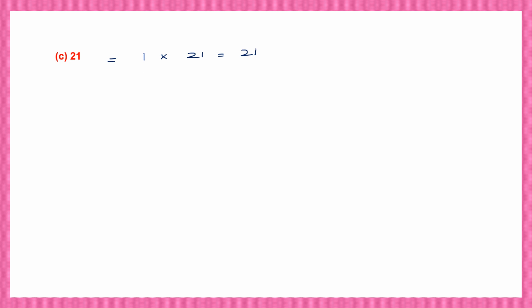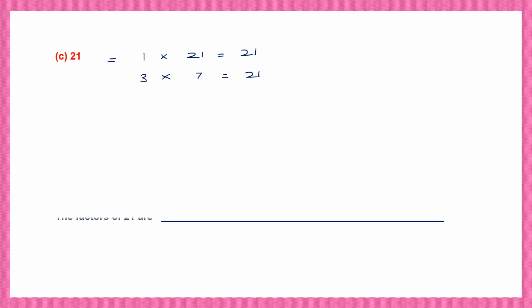Now go on to the next one, 3. Will 3 into anything give us 21? Yes. 3 sevens are 21. So here 3 and 7 are the factors. So we finished 3. Let's go to 4. Will 4 into anything give us 21? No. Go to 5. 5 into anything? No. 6? No. 7? Yes. 7 threes are 21, but it's already there. So we don't have to repeat, and we have come to the end of all the factors of 21.